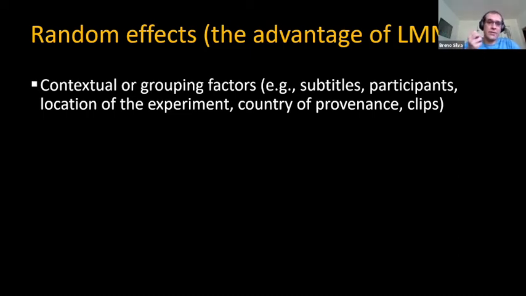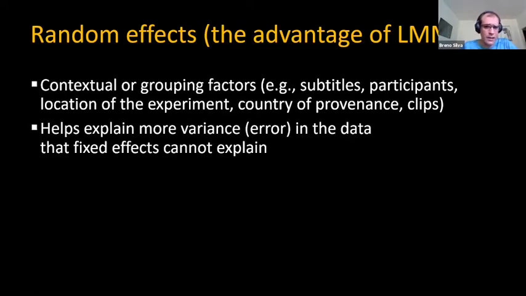So these grouping factors, these contextual factors, can be added to the model to explain more variance in the data. And when you explain more variance, you're finding out a little bit more about reality. Let's say you are reducing the error. In other words, you're increasing the power. So this is one of the big advantages of mixed models, but of course, because of that, you need a lot of data. We'll talk about it at some time today.